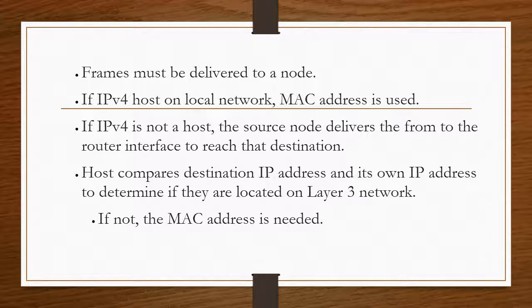The gateway address of the router interface is stored in the IPv4 configuration of the hosts. When a host creates a packet for a destination, it compares the destination IP and its own IP address to determine if the two IP addresses are located on the same layer 3 network. If the receiving host is not on the same network, the source uses the ARP process to determine a MAC address for the router interface, serving as the gateway.